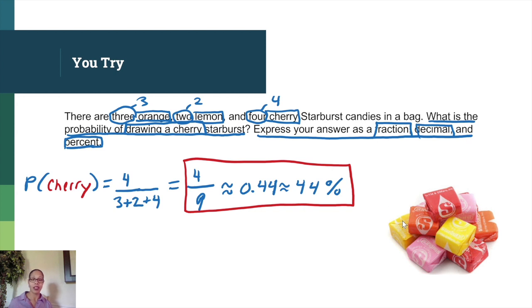So the probability of cherry, there are 4 cherry out of our total possible outcomes, 3 orange plus 2 lemon plus 4 cherry. Did you have this answer? If not, do you see the error that you made? Great. Let's take another look at another example.